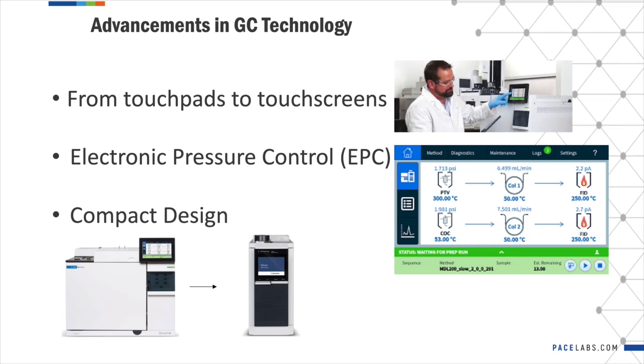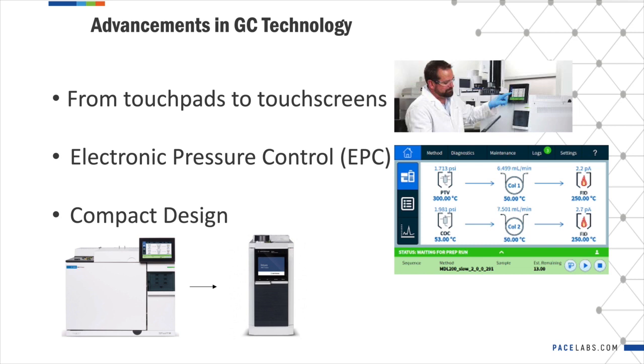GC oven controls have gone from touchpads to touchscreens. They are all now equipped with electronic pressure control, also known as EPCs, which means you no longer have to manually adjust gas flows by hand-turned dials. You can utilize gas saving mode to help save helium usage. They have more efficient split modes for the injection port to reduce sample load and to help preserve column and filaments in the mass spec.